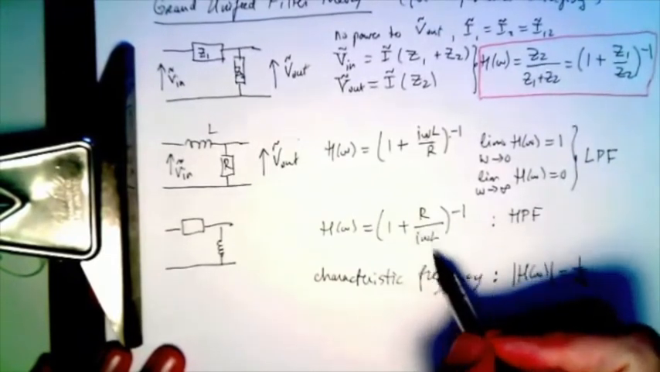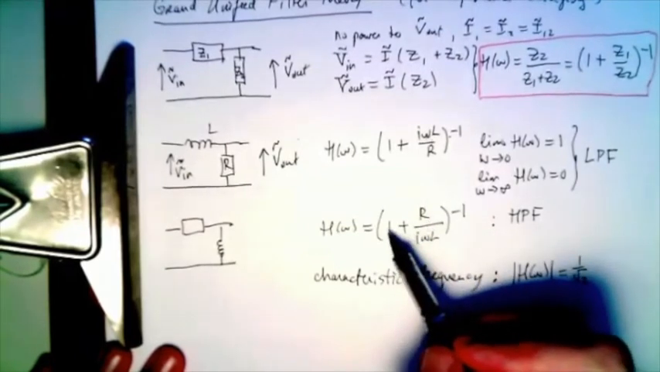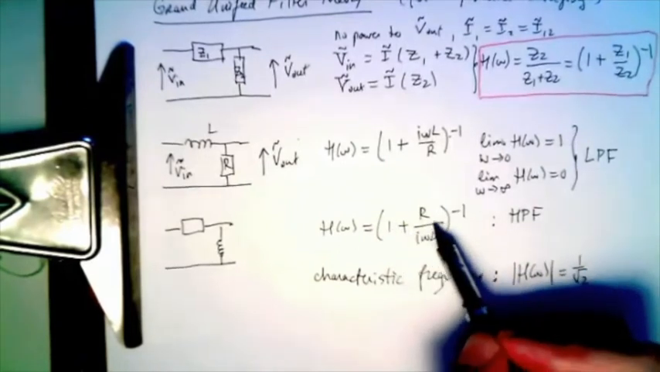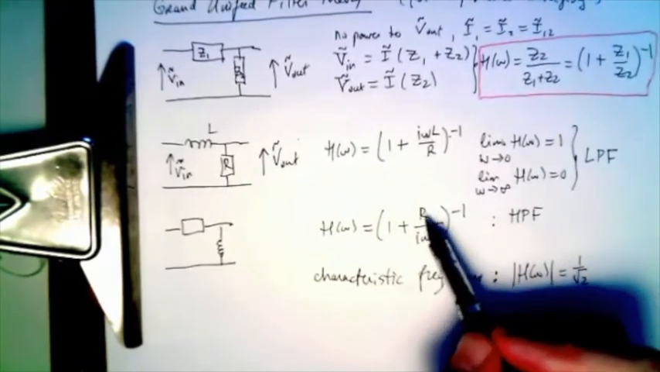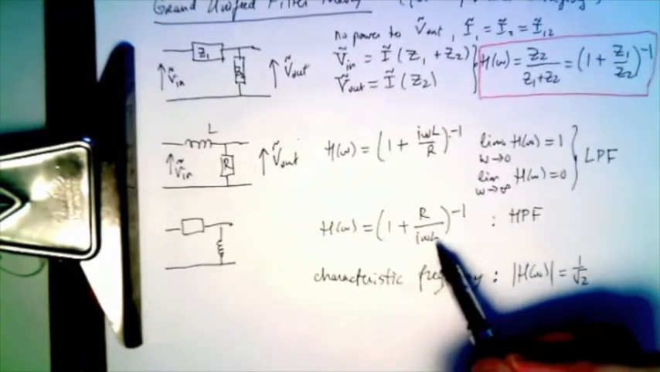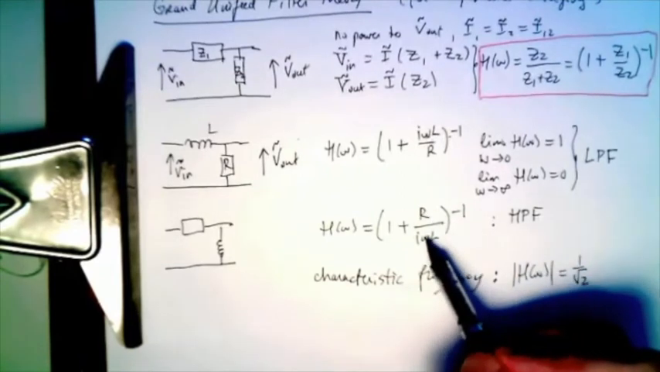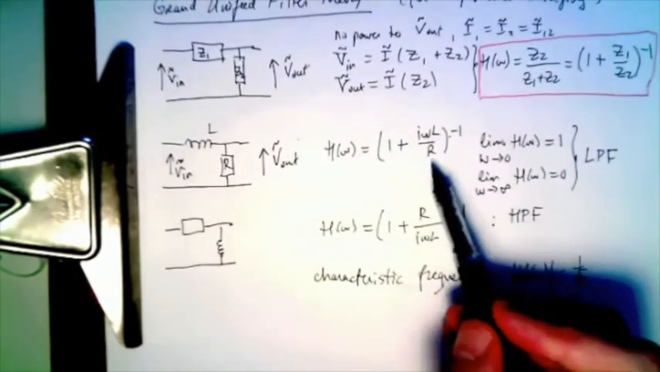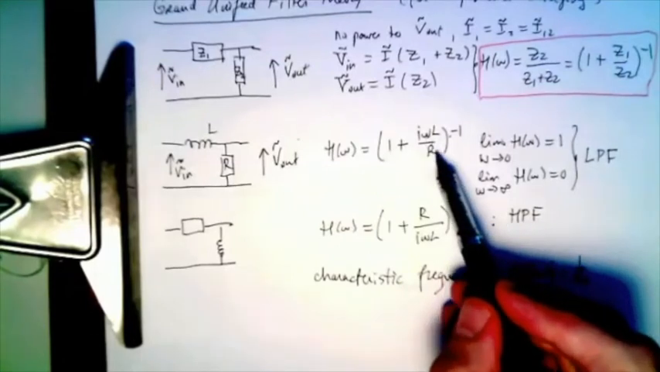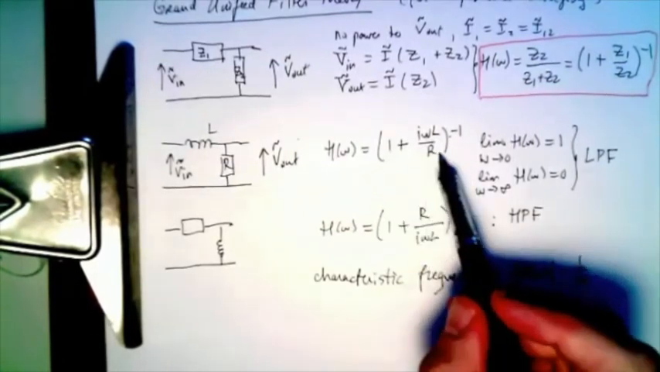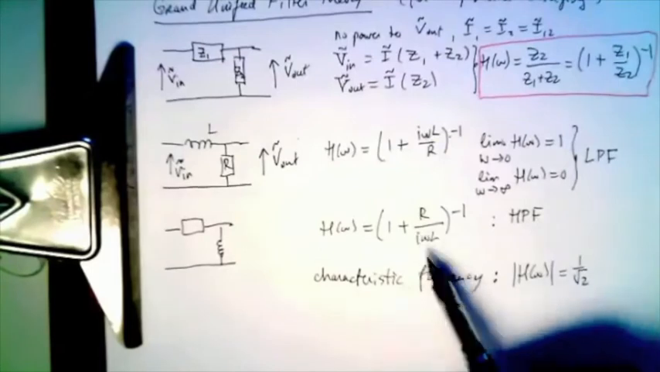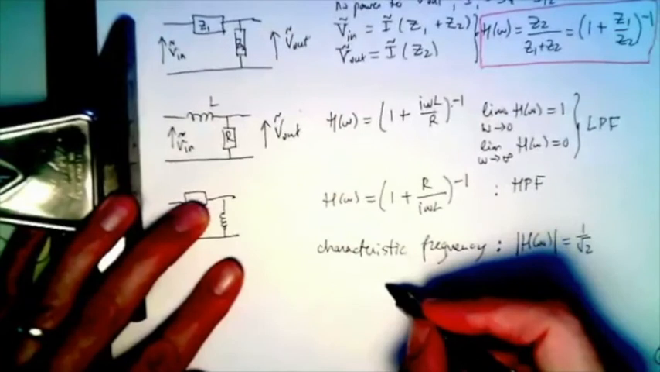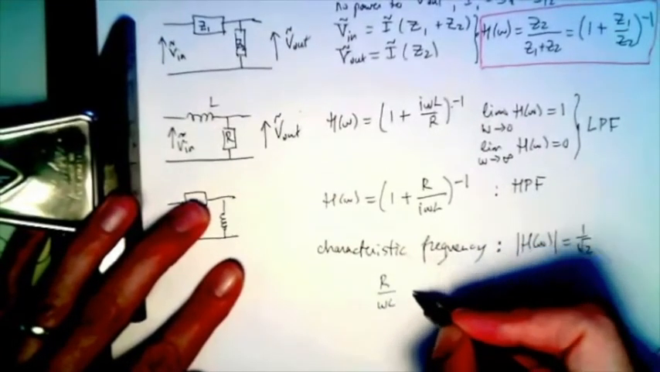It doesn't really matter because you can kind of see what's going to happen here. We're going to get a 1 over root of real squared plus imaginary squared. For the high pass filter, it's R over omega L squared, and that then needs to be 1. And for the low pass filter, it's omega L over R, and that needs to be 1. And obviously 1 over 1 is 1. So this filter and this filter will have the same characteristic frequencies. And it's where R over omega L is 1.